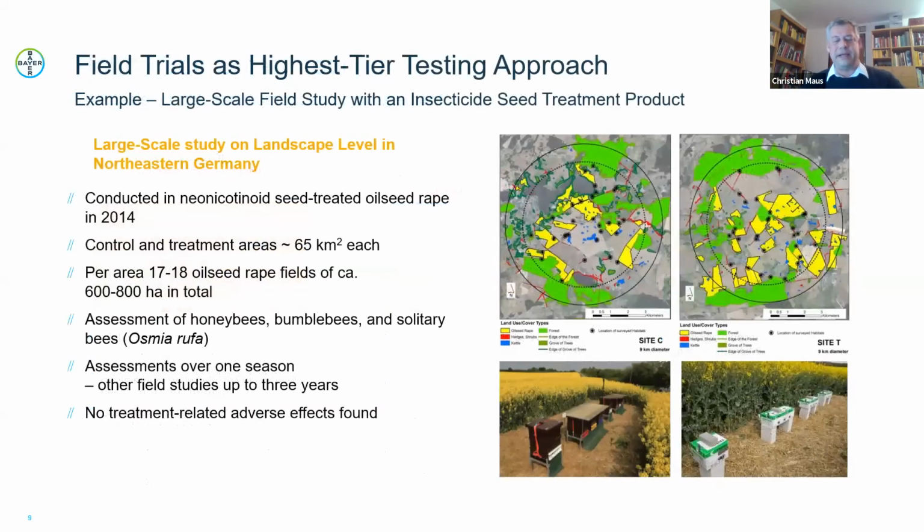And just as an example, I show you here one of the bigger field studies that we have done. Those field studies can really have quite impressive dimensions. This is a study that we did with a seed treatment product in Germany. The control and the treatment areas were something like 65 square kilometers with 17 to 18 replicates, and the assessment of wild bees, bumblebees, and solitary bees over a whole season. So you see, we have quite a robust data package on which we can conclude in how far a product is safe under practical conditions or may entail a risk.